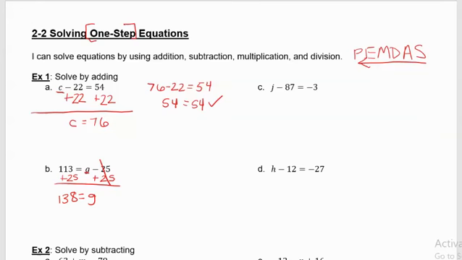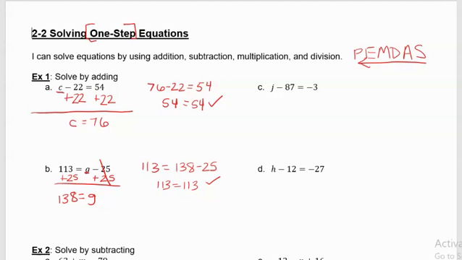Now I can check this by going 113, and where I have G, I'm going to plug in that 138. Well, I get 138 minus 25, that is 113. So I get 113 equals 113. And that works.